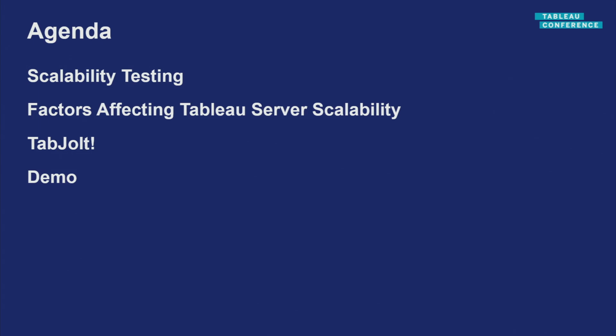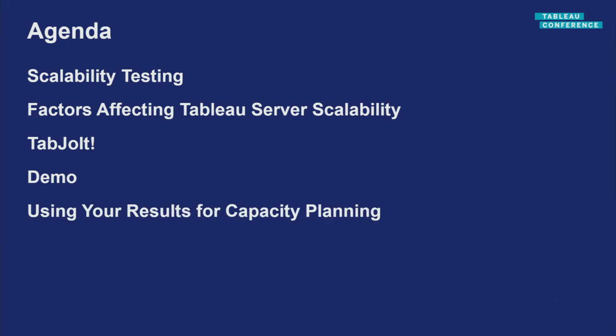And then there are some demos interspersed. Ravi will actually run through installing TabJolt, setting it up, and giving you an introduction on how to do it. Then we'll point you to some documentation that can give you additional detail on that. And then finally, how do you use those results? So you'll obtain some results, and how should you be thinking about capacity planning in general? How do you approach this endeavor?